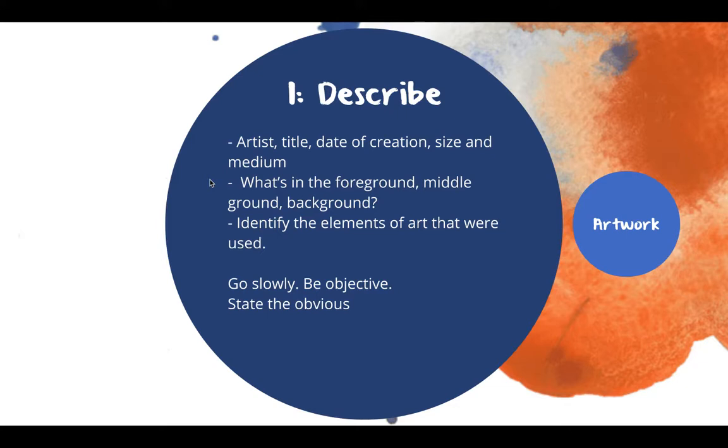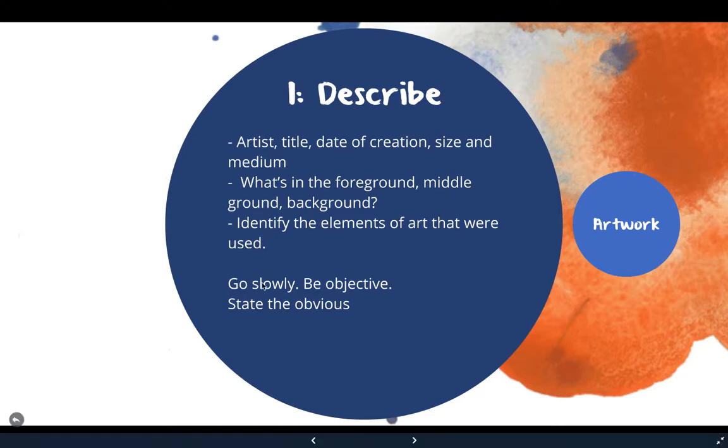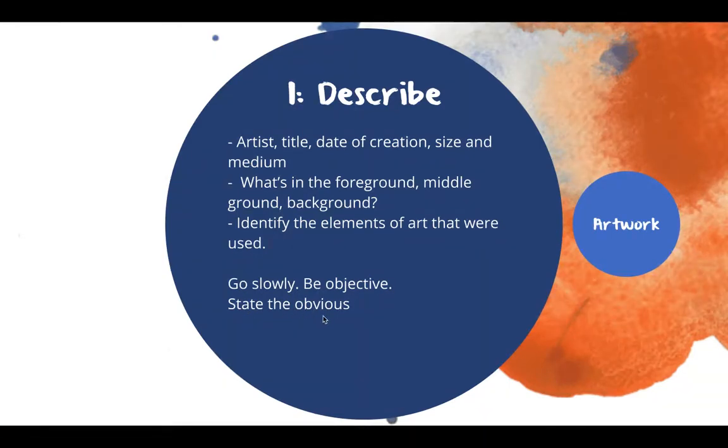All right, so step 1 is describe. On your description, the key here is to be thorough, but state the obvious, okay? Be simple at the same time. So pretend like you are describing the artwork that you're critiquing to someone over the phone. So you want to be detailed enough to where they can create a mental picture in their head, kind of as if they were reading, okay?